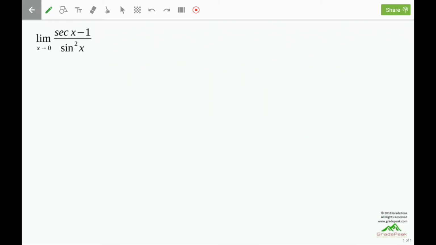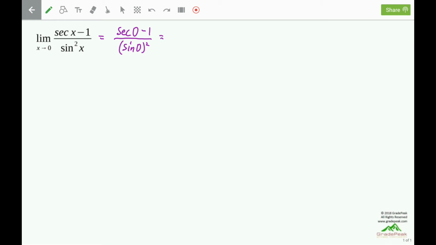Limit as x goes to 0 of the secant of x minus 1 over the sine squared of x. The first thing I'm going to do is try plugging a 0 in for each of the x's. That will give us the secant of 0 minus 1 divided by the sine of 0 quantity squared.